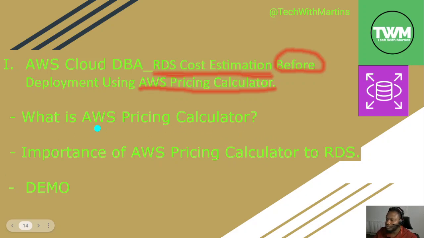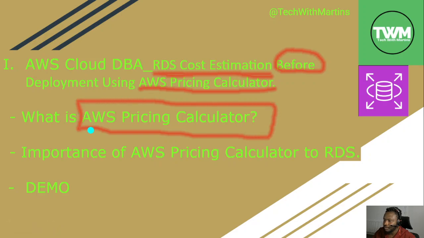What is the AWS pricing calculator? It is a service that helps AWS cloud users to estimate the price of an AWS specific resource before deployment. Like in the case of RDS, before you deploy an RDS instance, maybe you want to deploy a multi-AZ instance, maybe Postgres or SQL Server multi-AZ instance.